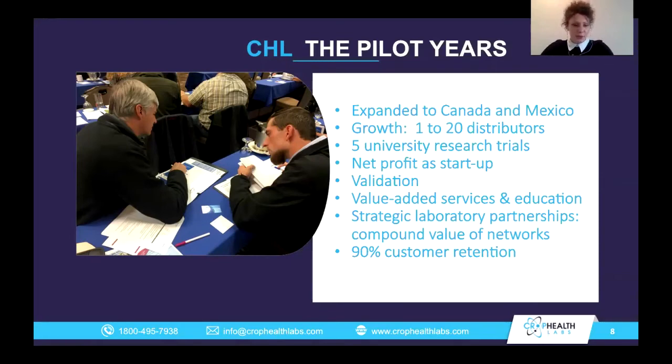We have 5 university research trials in place to further vet the technology. Our goal is to have it validated by 2018 so that the results that you get can be standardized across the board, just like it would be with tissue analysis or soil analysis currently. We have a net profit, and for a startup company, that's pretty good. I've been very diligent in keeping costs exceptionally reasonable, specifically for the agriculture market.